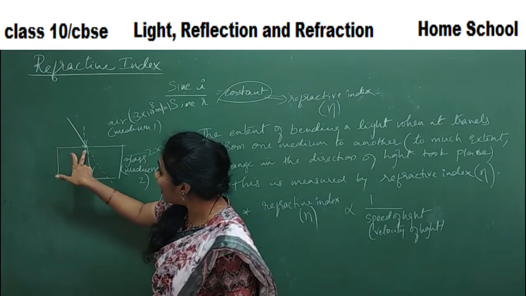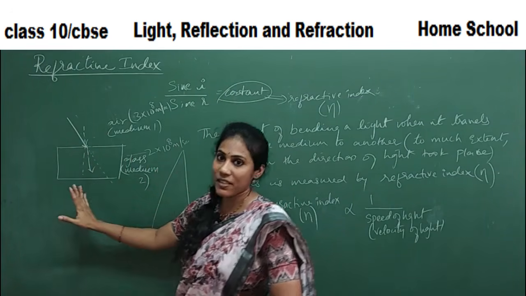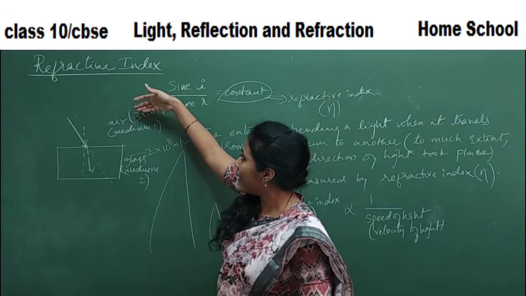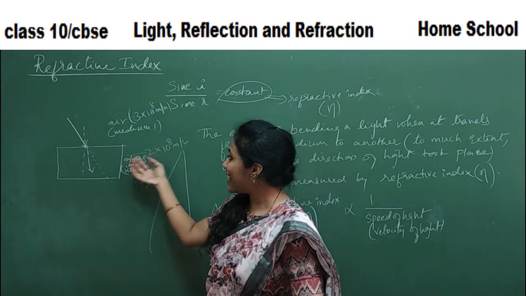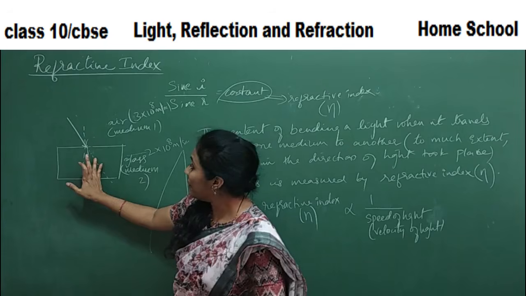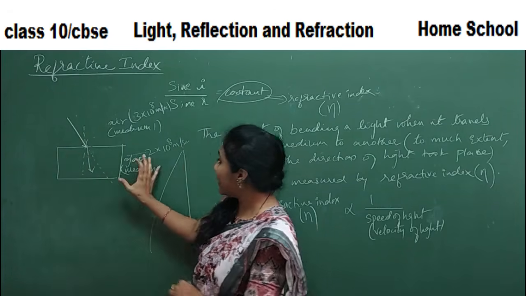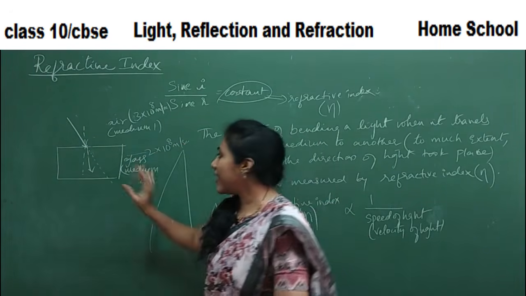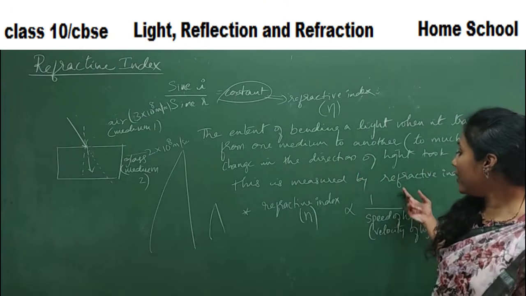So the direction of the movement of light changes, to a greater extent, because here it is 3 into 10 to the power of 8, and in the glass it is traveling with less speed, that is 2 into 10 to the power of 8 meters per second. So to how much extent the light's direction changes depends on the speed of light. Yes or no? That's the reason I told you refractive index depends on the speed of light.